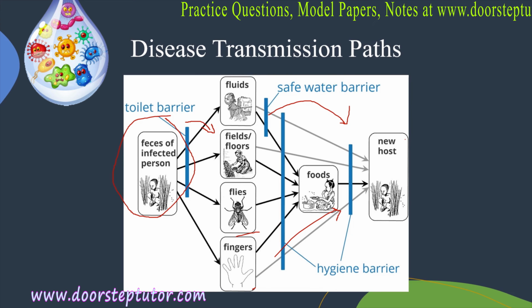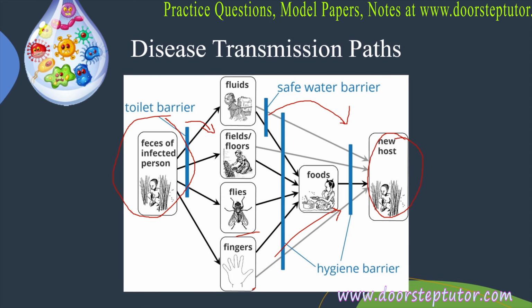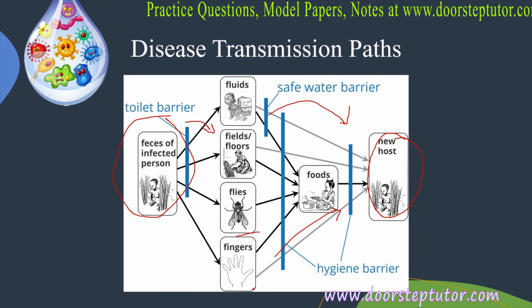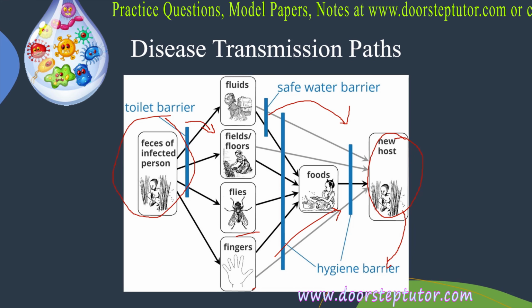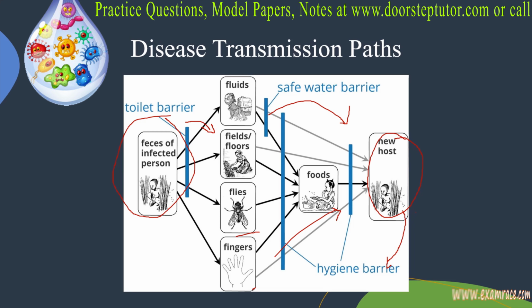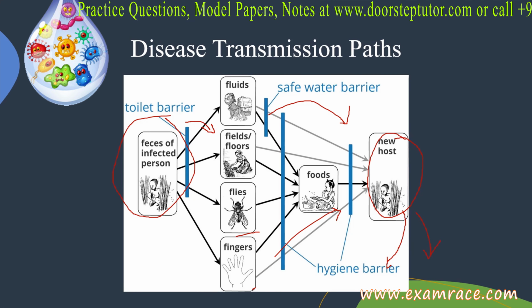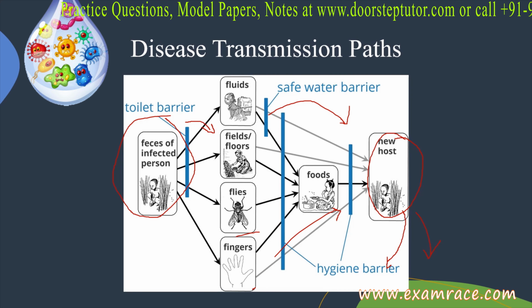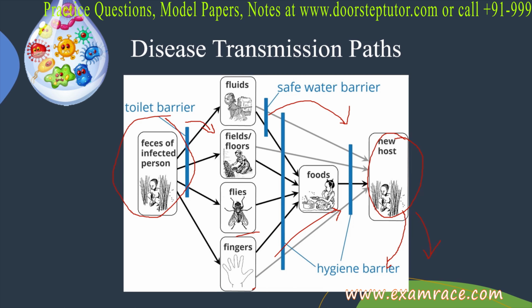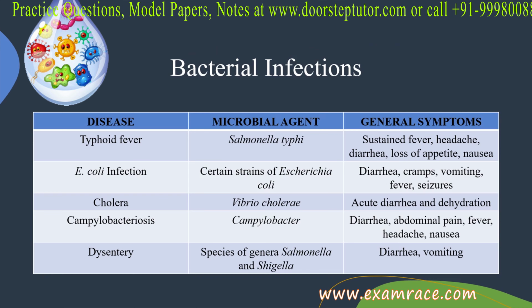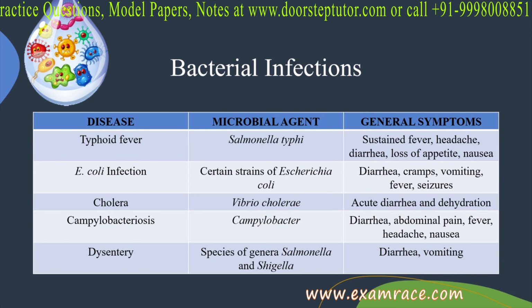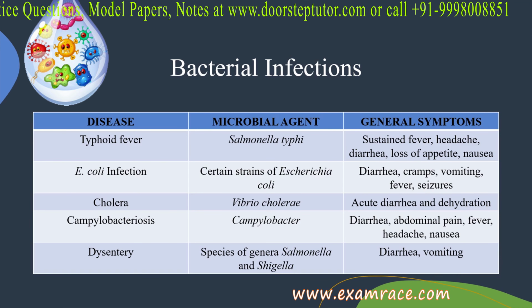And when the disease causing organism has found a new host, this person can also transmit it to someone else or many other people if such insanitary conditions keep on being the same, and this is how the disease transmits. Now we look at the various diseases that these pathogens cause.